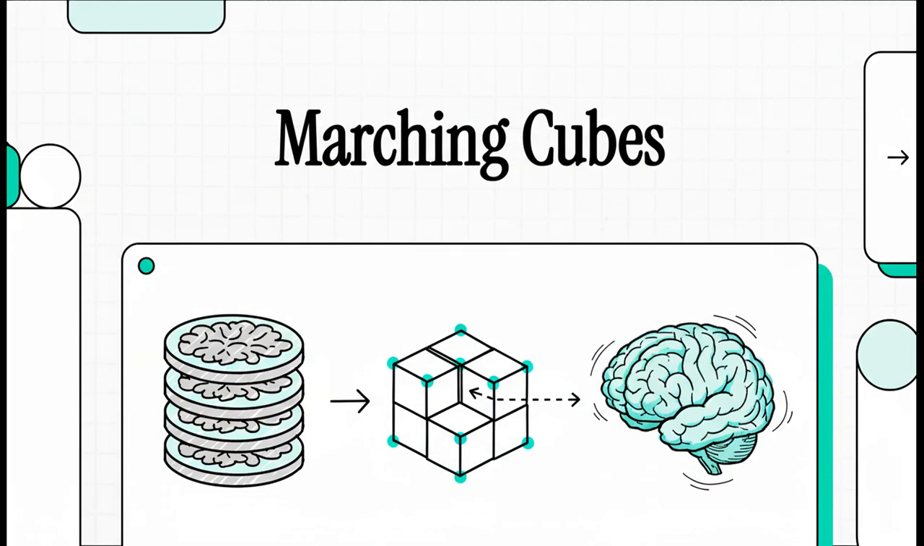Picture this. It's 1987. Doctors have these incredible brand new machines, CT scanners, MRI scanners, that can literally peer inside the human body. The catch? What they get is just a big stack of flat 2D pictures. So how in the world do you take that stack of slices and turn it into a real 3D model you can see, rotate, and truly understand? Well, today we're diving into the brilliant, game-changing algorithm that solved that exact problem, marching cubes.